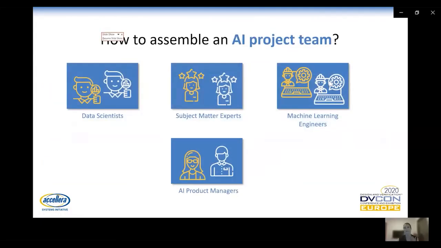During the last few slides, I talked about the skills that are required in order to build an AI project. And many times we're thinking of, well, we need data scientists. So a data scientist, of course, is very important, but is only one type of skill that we need in order to assemble an AI project team.